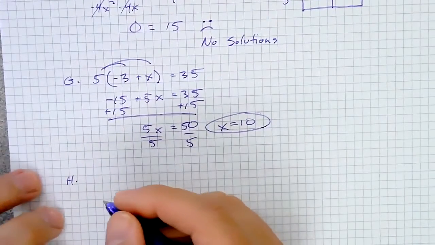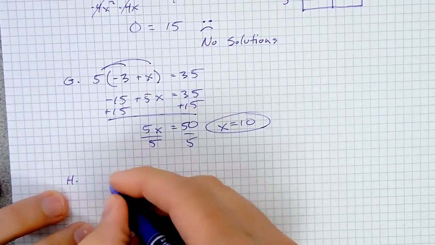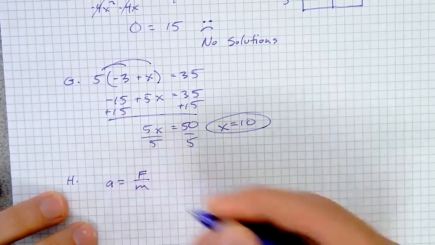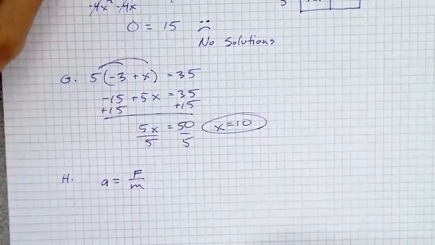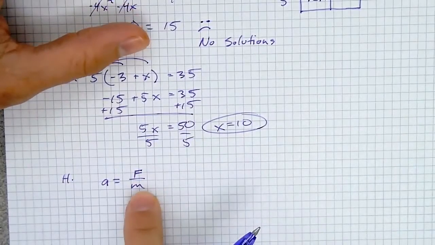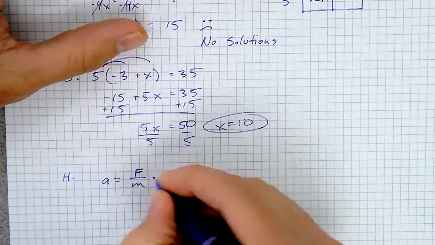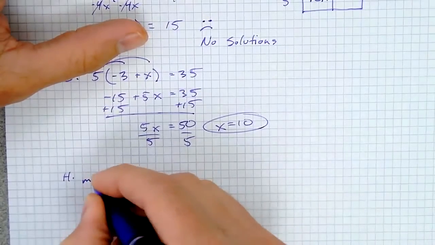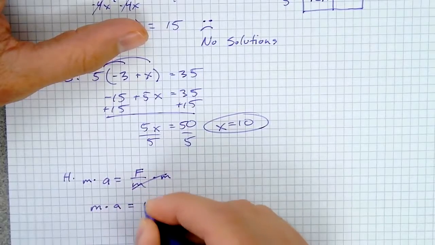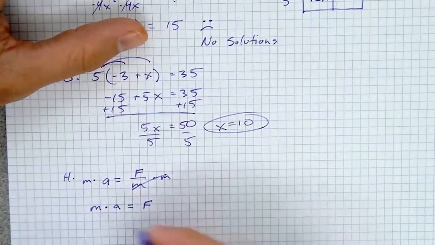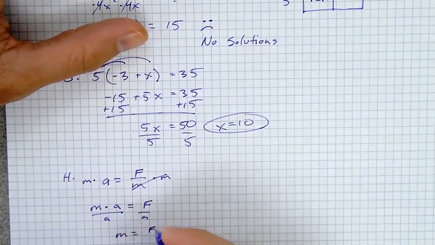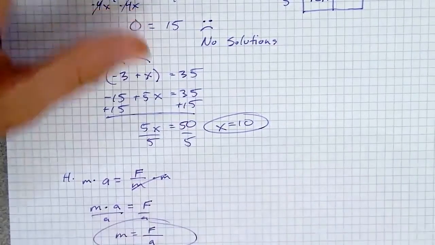And then on H, it tells us to solve for m, given that A equals F divided by m. Okay. So we got to get m on a side by itself. Easiest way to do it would be to multiply both sides by m. So I have m times a equals f. Now I'm going to divide everything by a. So now I have m on a side by itself.